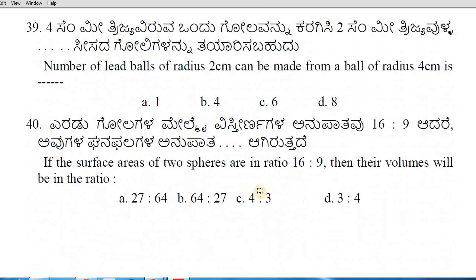That is the thing. So next, the number of lead balls of radius 2 centimeter that can be made from a ball of radius 4 centimeter is. For this you have to find the volume of the sphere having radius 4 centimeter, and divide it by the volume of the sphere having radius 2 centimeter. In that case you will get the answer D, 8. Means 8 spheres can be formed.